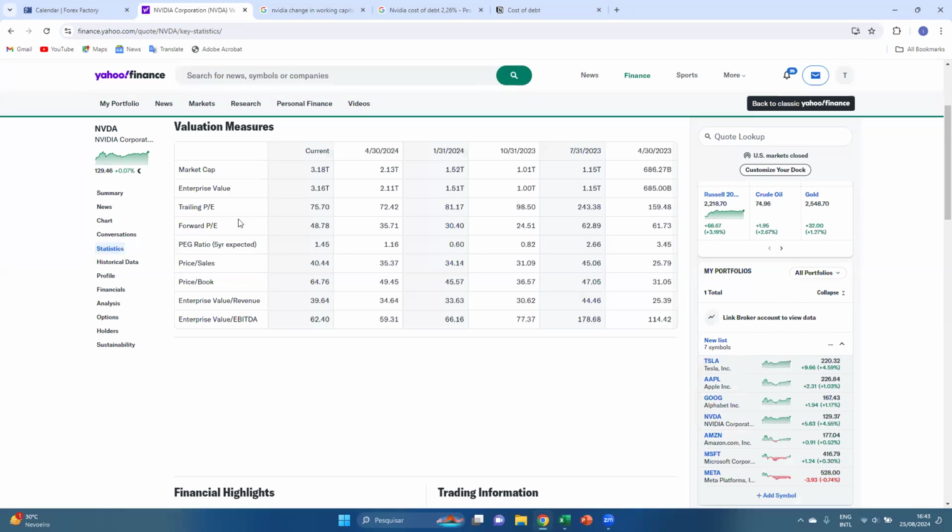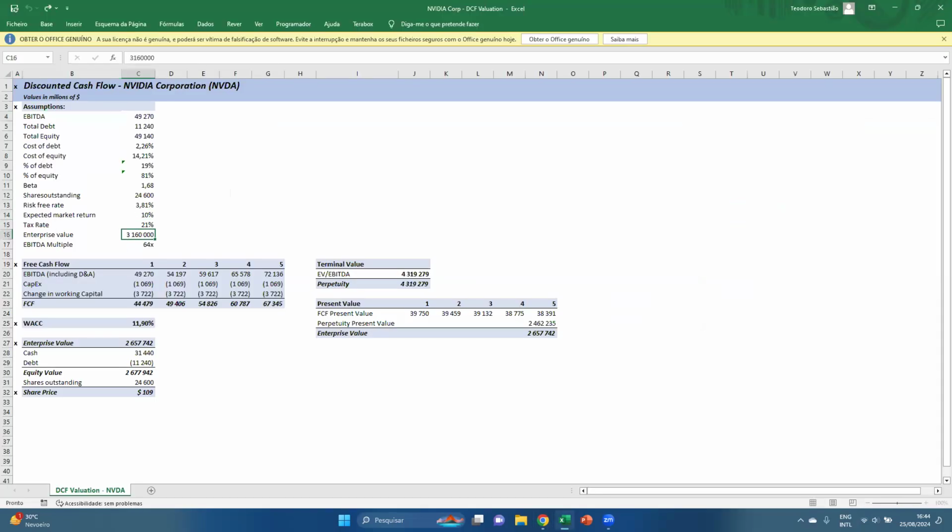We can have here the enterprise value, that is the same that we have here. Enterprise value, three trillion, that is here. Those numbers are in millions. So as I said, those numbers are in millions. So if we add millions here, it's going to be $3 trillion.